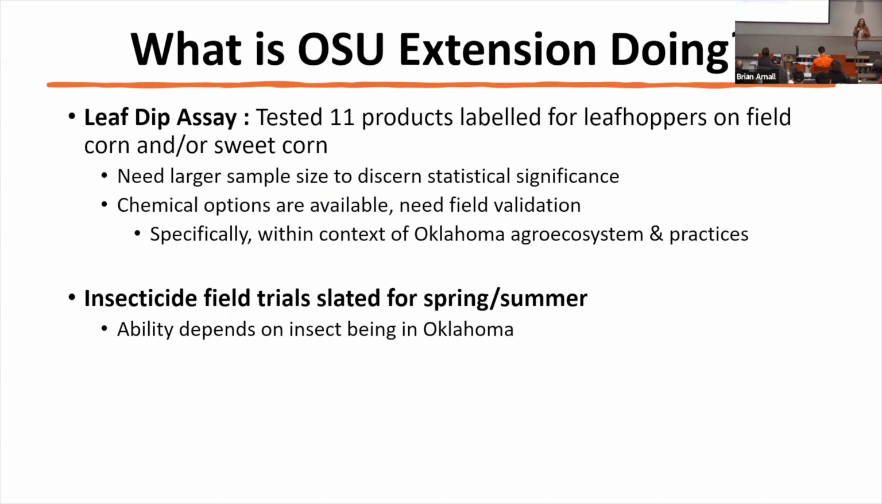But of course, it's all going to depend on whether we have the insect here in Oklahoma. I could do more lab trials because I've got a colony. I actually have to kill them off sometimes because they reproduce really, really well. But we do have a colony of corn leafhoppers, and so there are opportunities for other kinds of studies as well. All right, so within the context of Oklahoma agroecosystems and practices, I really want to be sure that we're generating data that's relevant to our producers here.